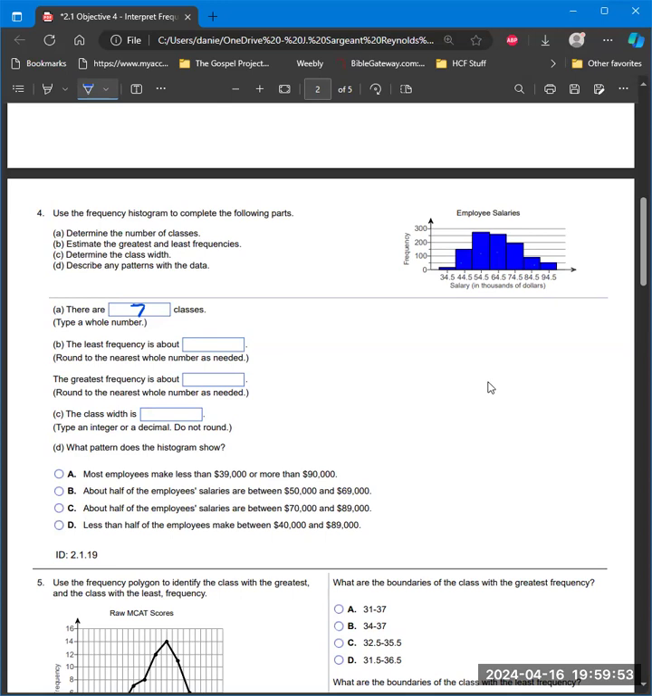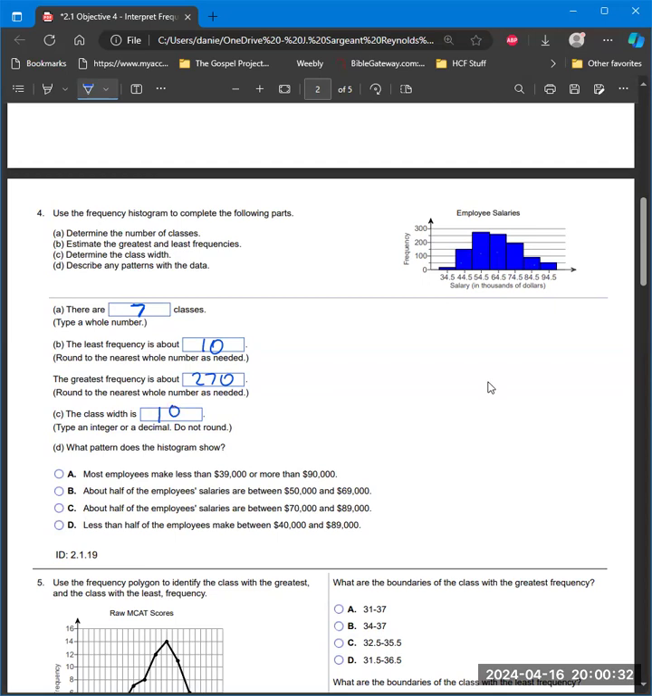Now the least frequency is about 10. It's about a tenth of the way from 0 to 100, or about a fifth of the way from 0 to 50, since there's a line at 50 in between there. The greatest frequency is a little bit above 250. That looks like it's maybe 2/5 of the way up to 300. So I'm going to say that that's 270. And the class width is the difference between these midpoints here. So that's 10.